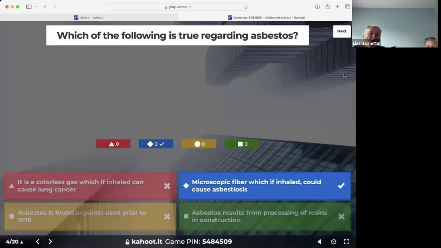Okay, after your pause, you see that it is in fact a microscopic fiber, which we were just talking about, which if inhaled could cause asbestosis. Now, when you look at asbestosis, it's very possible you didn't talk about that during the class. I rarely use that word. I would be more inclined to use lung cancer or mesothelioma, but hopefully you knew enough of that sentence was correct that you could take a shot at asbestosis and know that was correct.